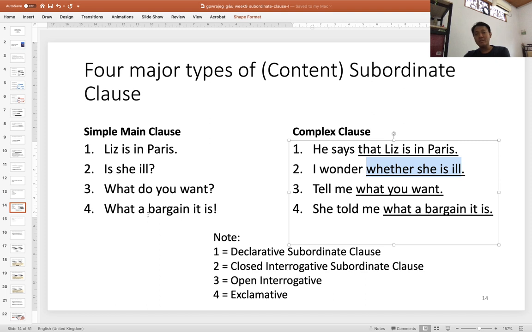An exclamative clause can be marked by an exclamative phrase with what or how. People told me how beautiful she was at the party. They told me how fast he ate the whole pizza. So that's another example of exclamative used as a subordinate clause. In this session we will look further at the details of each of these four types.